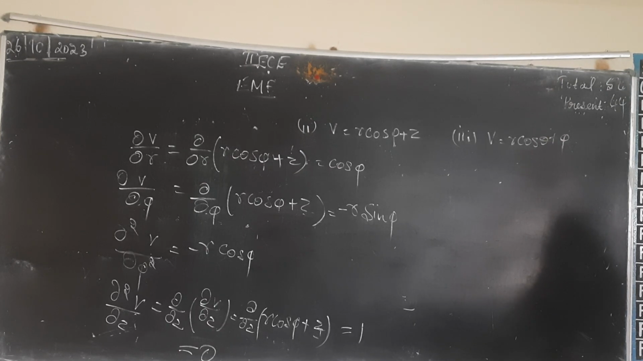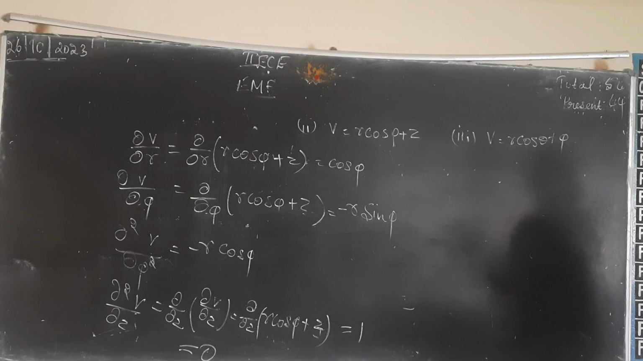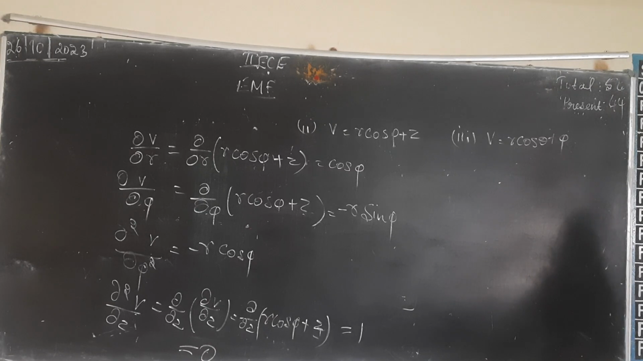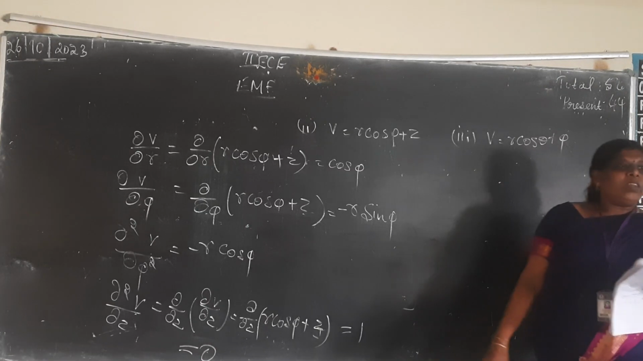Check whether it is satisfying. What should it satisfy? Third row, what should it satisfy? Very good. It should satisfy the Laplace equation. What is the condition for satisfying the Laplace equation? Del square T is equal to 0. Del square T is equal to 0. Here it comes. Finish?